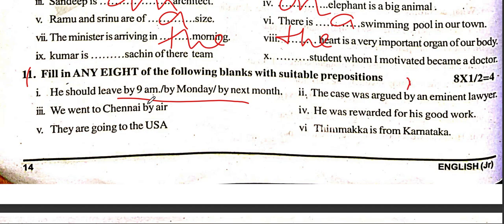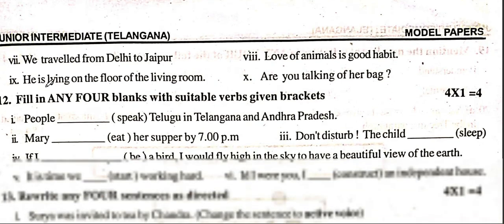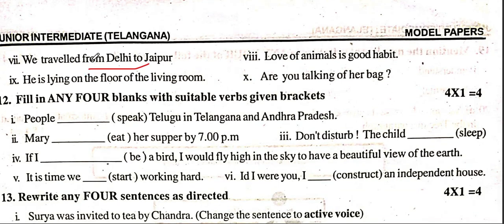But this question can be repeated in the examination, so you need to focus on the question. We went to Chennai by air. They are going to USA. Thimaka is from Karnataka. He was rewarded for his good work. Next, we traveled from Delhi. This is the combination from, to, between, and, either, or, neither, nor.